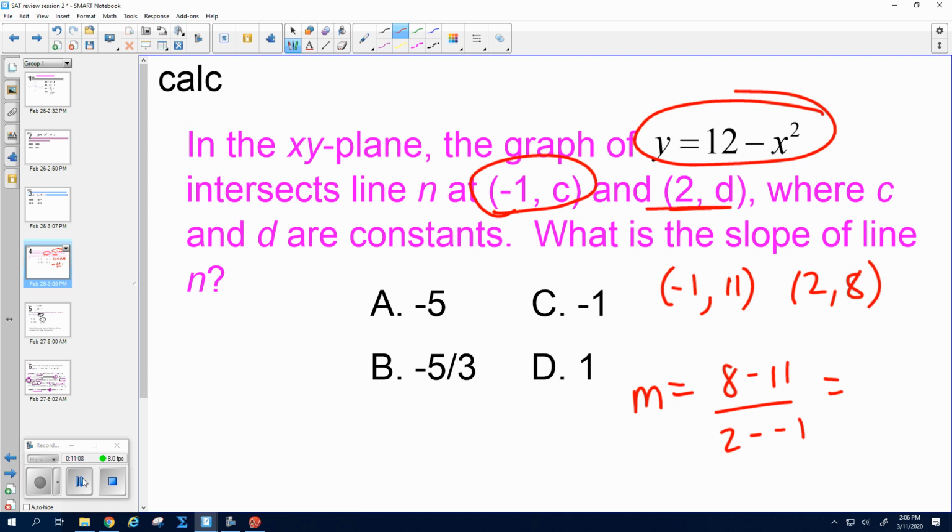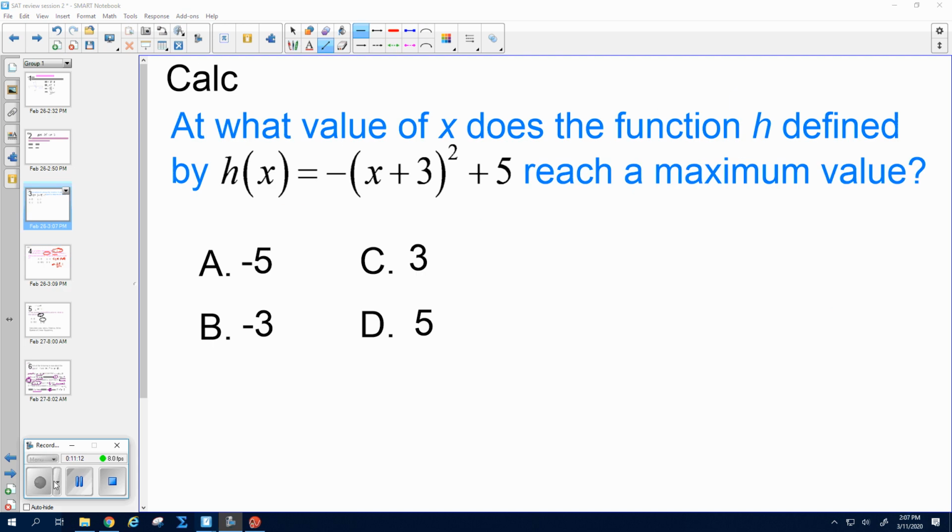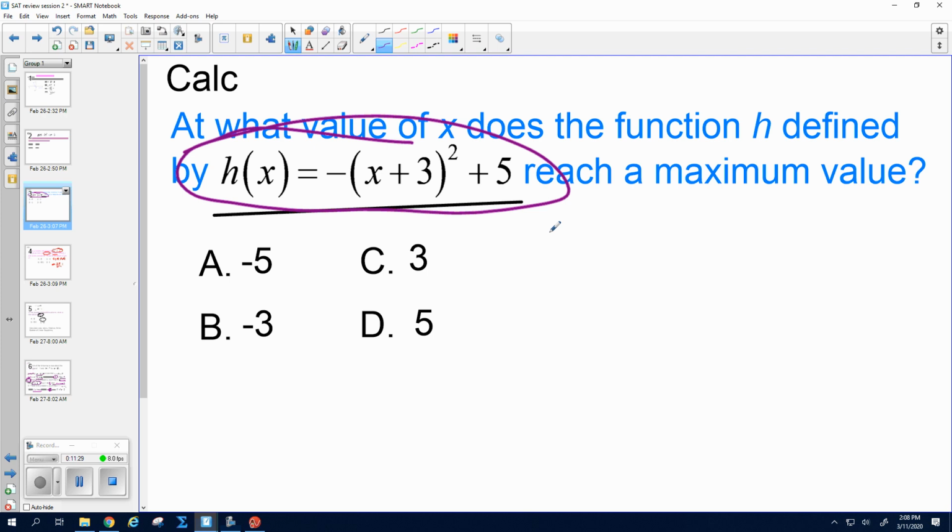Over +3. Yep. At what value of x, and this is the tricky part, it says at what value of x does the function h defined by this parabola reach a maximum height? What do most people say is the answer for the maximum height just by looking at this equation? Yeah, they would be like, it's 5, boom.